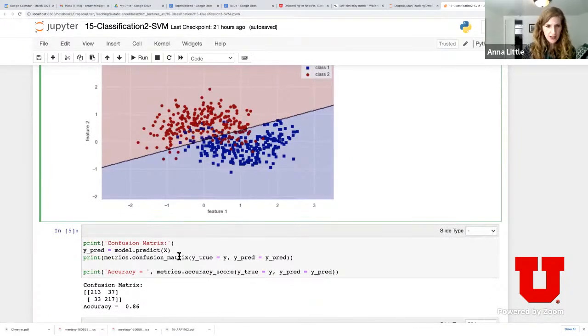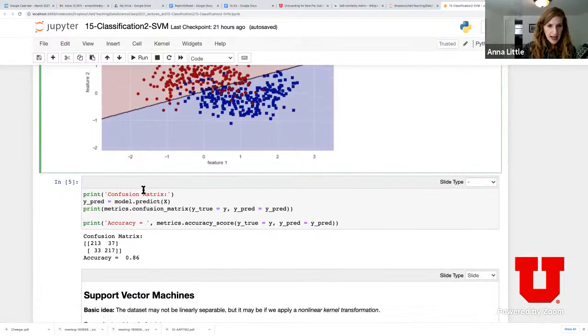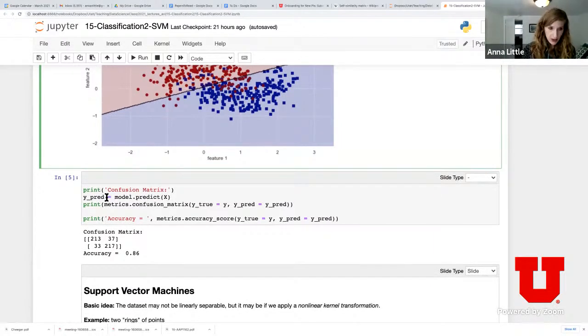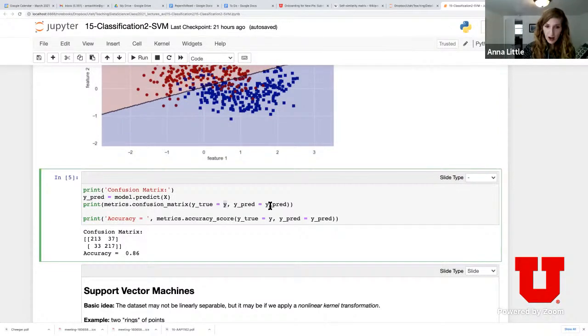Let's take a look at the accuracy. So let's make the confusion matrix. First we'll define a vector of all of the predictions. You can use the model.predict function, apply it to all of our data points, which we stored in X. And then we can call the confusion matrix where we have our true labels given by the vector Y and our predicted labels given by the vector YPred.